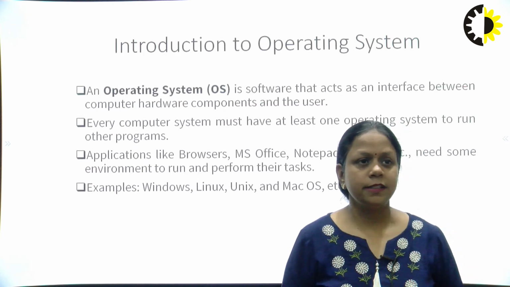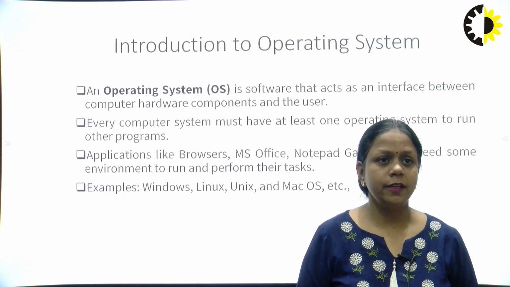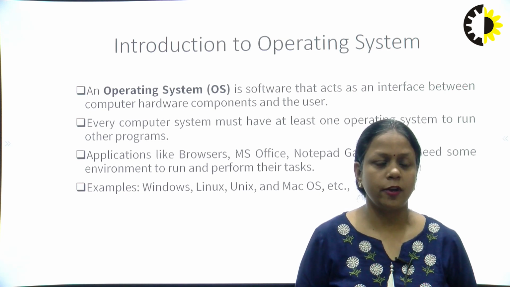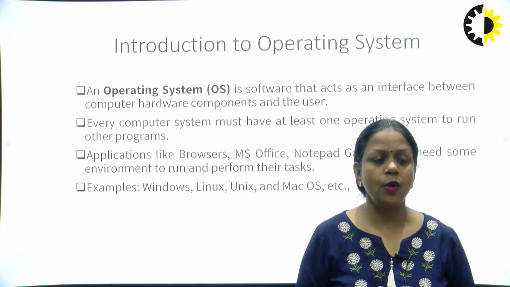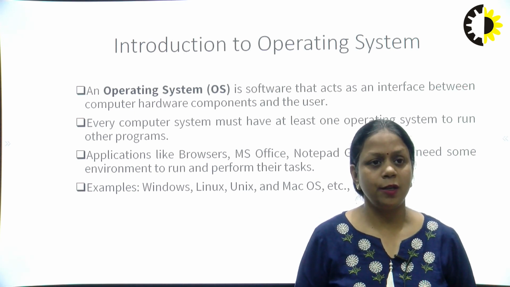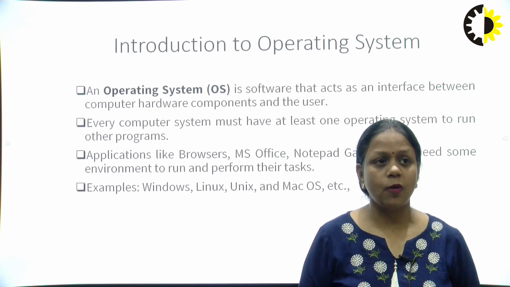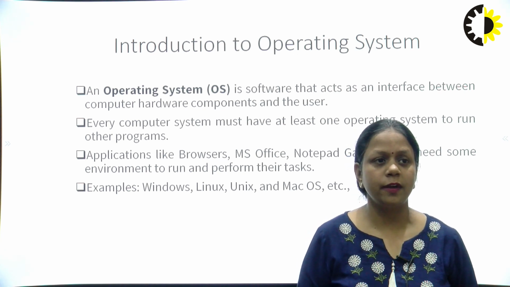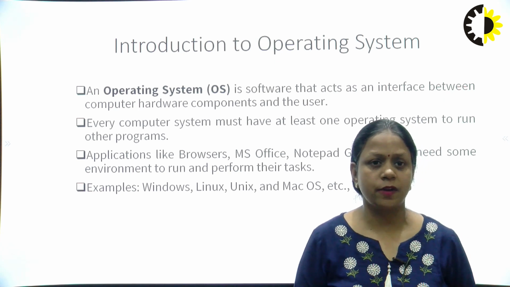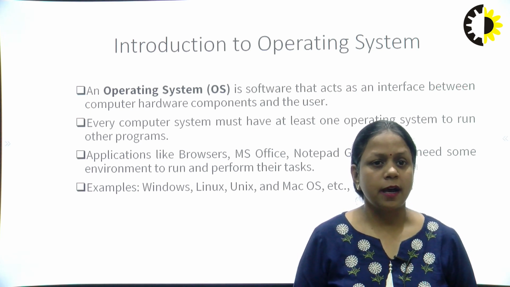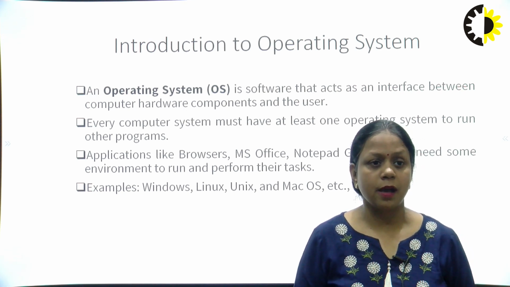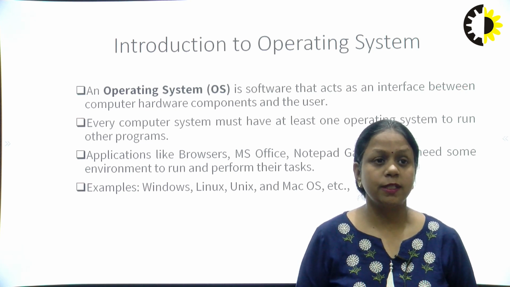Okay, let's start. First is introduction to operating system. We should first understand the meaning of operating system and why it is required for our system. An operating system is software that acts as an interface between the computer hardware component and the user, or you can say it is a mediator between the hardware component and the user. The user cannot interact with the hardware without an operating system. That's why it is a very necessary tool for our system. Every computer system must have at least one operating system to run other programs. Applications like browser, MS Office, and Notepad need some environment to run and perform their tasks. Examples of operating systems are Windows, Linux, Unix, and Mac OS, etc. So we can say that the operating system is a main or major part of the computer system.